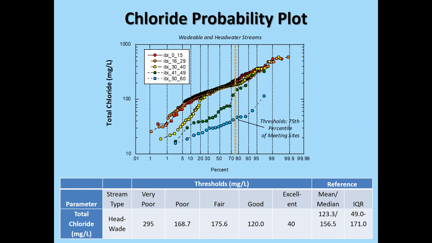And there's another question about how these work. Like, why is the fair at 175 greater than the poor at 168? Ed, are you still on? Do you want to address that? I'll have to check that. I'm not sure why that is. They're usually not done that way. It's possible that for whatever reason, once you get below the good and excellent range, you tend to get a lot of sites with multiple stressors. So it's more difficult to separate out the thresholds. But I'll probably need to check on that one.